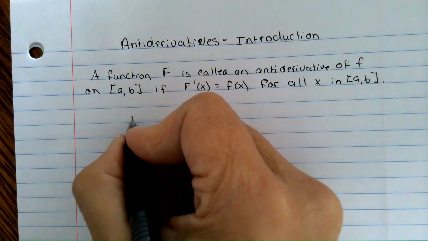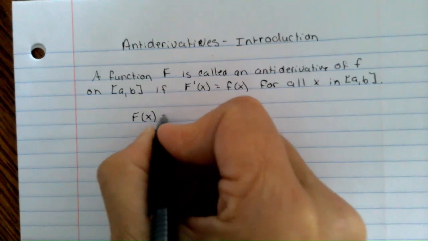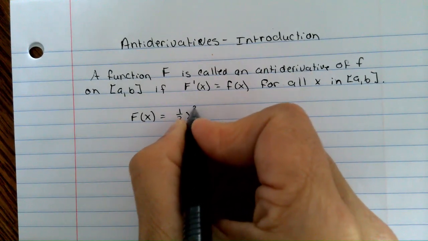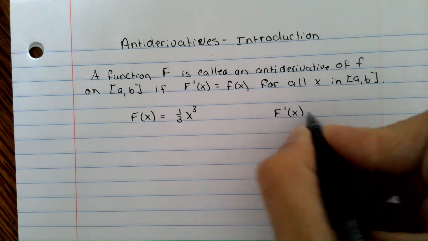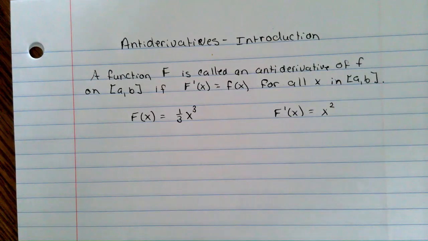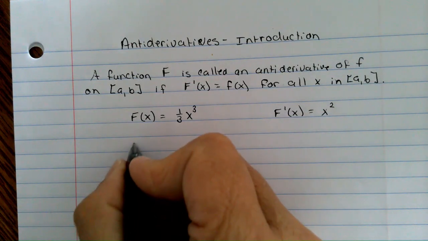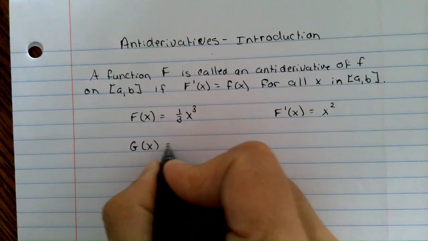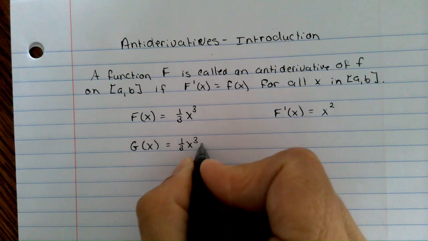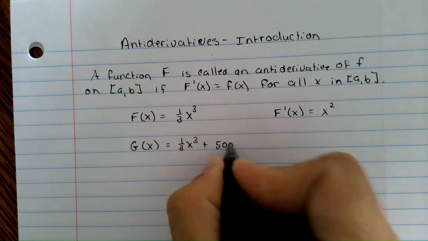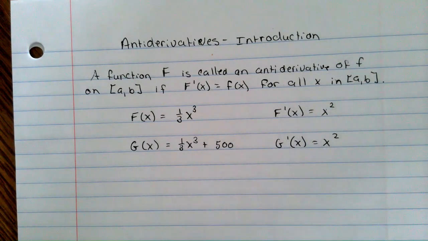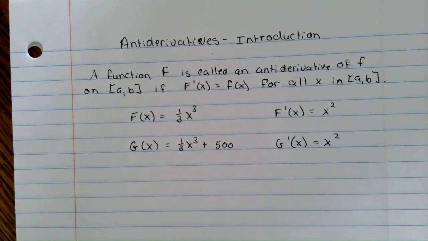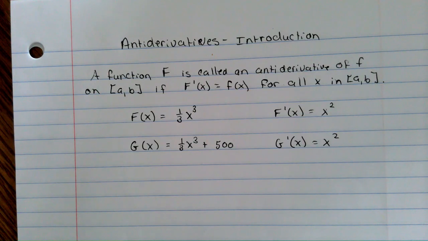So if f of x is 1/3 x cubed, it would have a derivative of x squared. If g of x was 1/3 x cubed plus 500, it would have a derivative of x squared. So do you see how they technically both have the same derivative, but they were not the same function to start with?